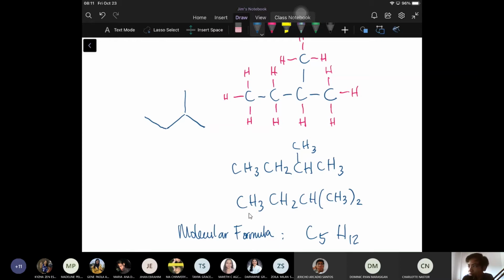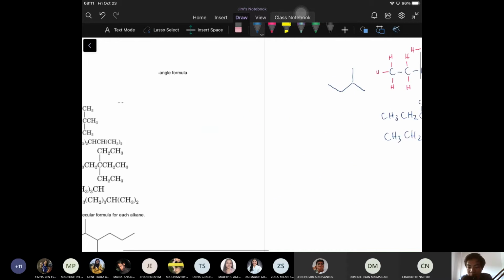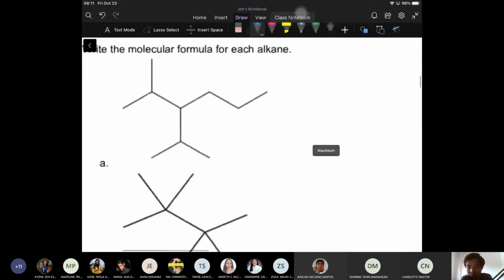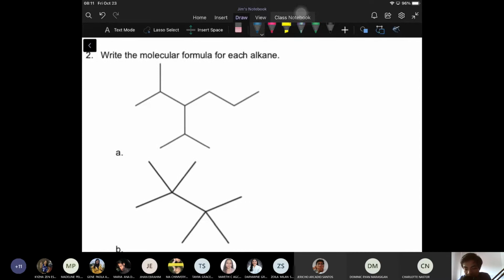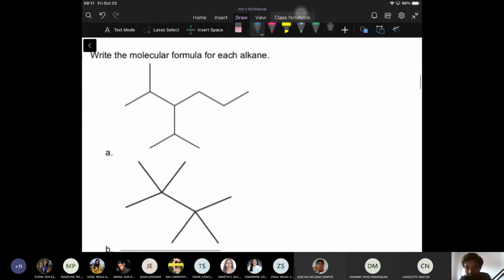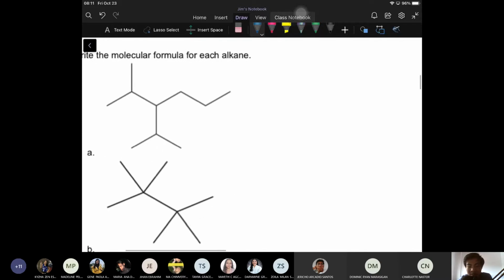Tapos, ito yung kanyang condensed structural formula. Ito yung Lewis structure. Ito yung line angle formula. Okay? Let's try to practice some molecules. Kunwari, ito. Letter A. Interpret natin yan as structural formula. Kunin natin yung structural formula niya, no?